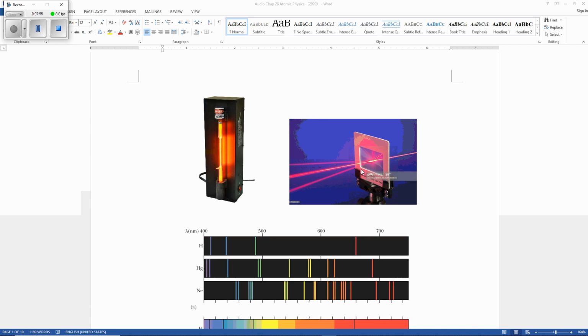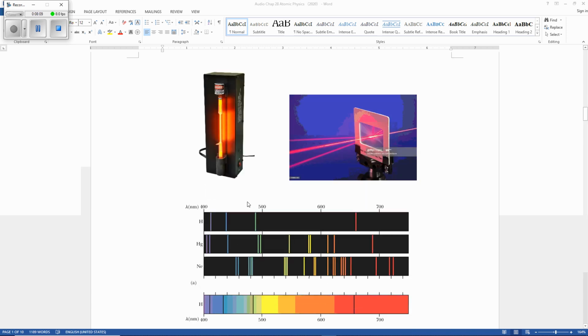Then we use this device, we call it a grating. We can separate different colors, and we see which color is from hydrogen, which color is from mercury or neon. This we call the spectrum. With a dark background and bright lines, you can determine the frequency and wavelengths of this light. Hydrogen always gives you this color.